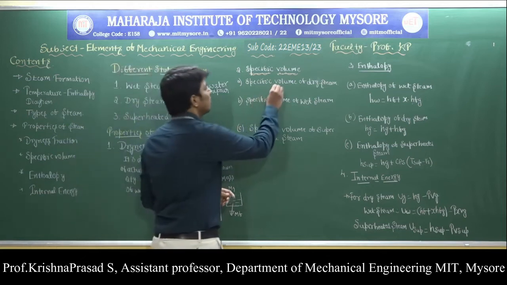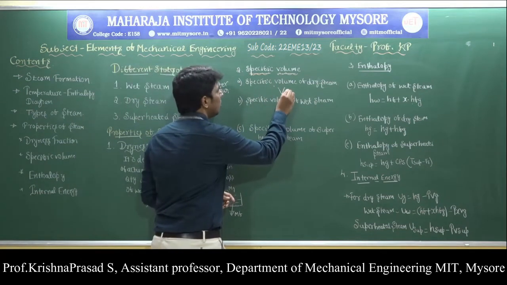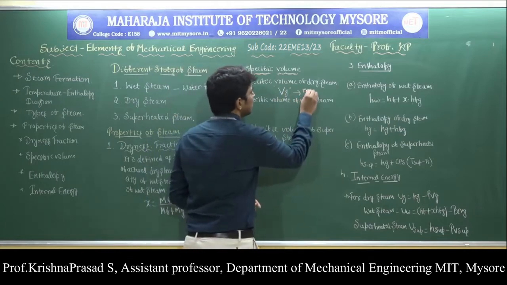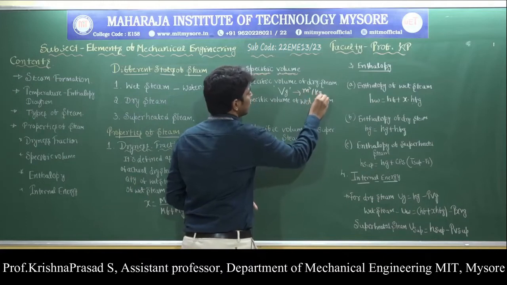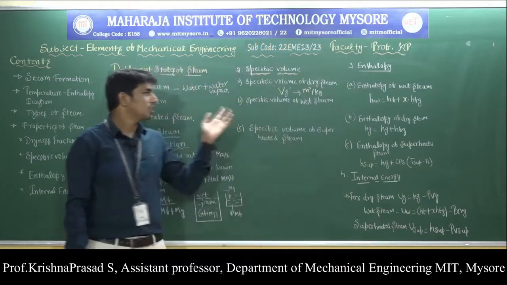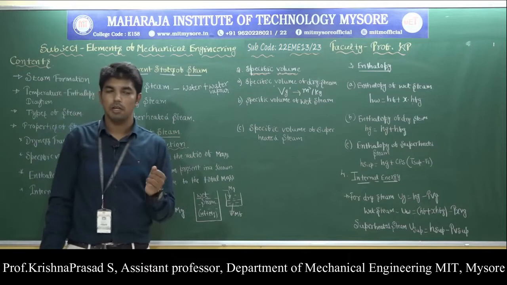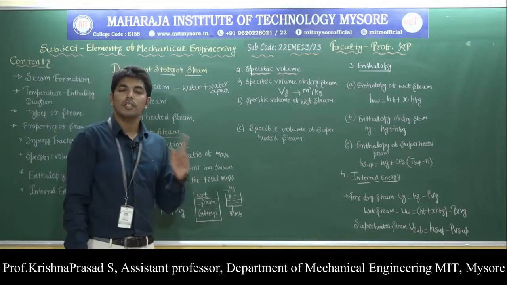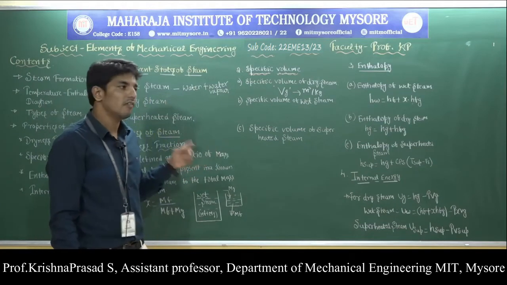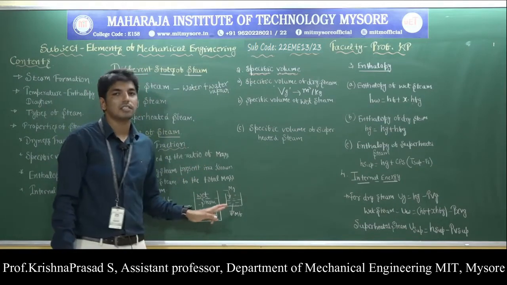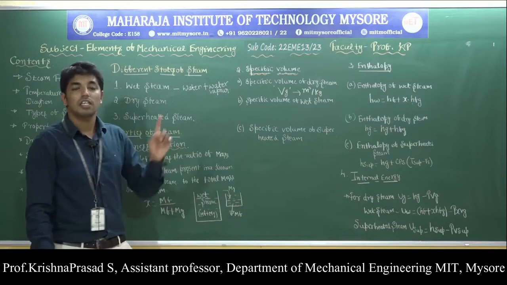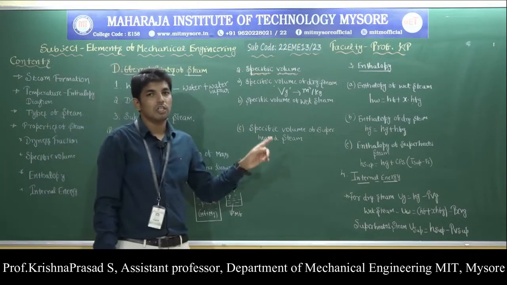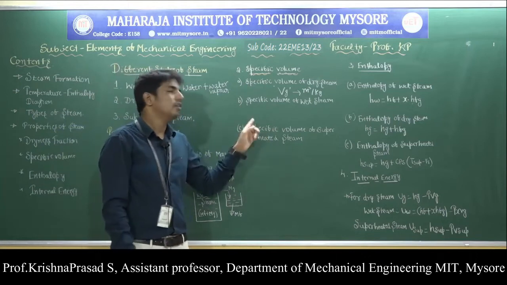The specific volume of the dry steam is represented by Vg, and it is expressed in meter cube per kg. Next, what is meant by the specific volume of the wet steam? The specific volume of the wet steam is defined as the volume occupied by 1 kg of wet steam, that means the wet steam which contains both water as well as water vapor at a given dryness fraction and at the corresponding given pressure.